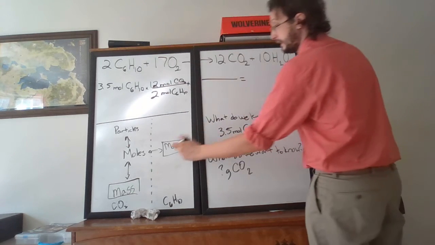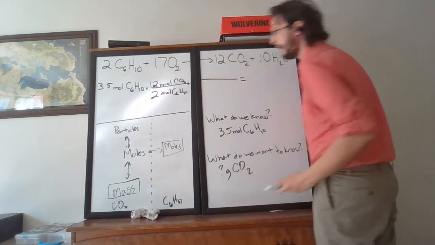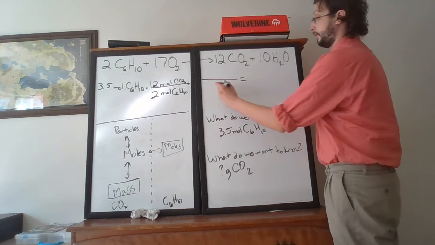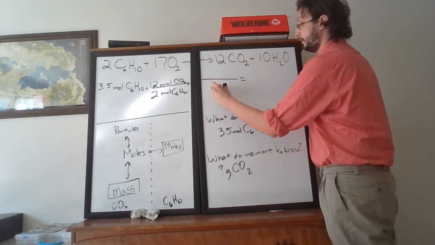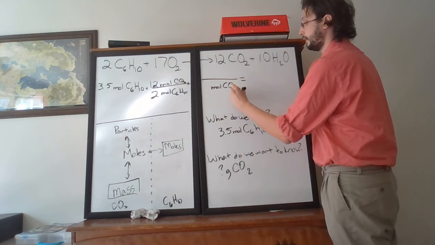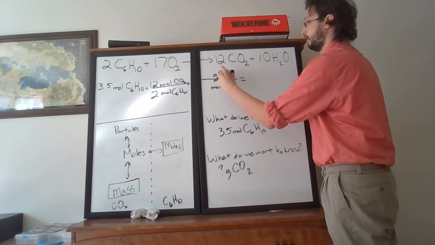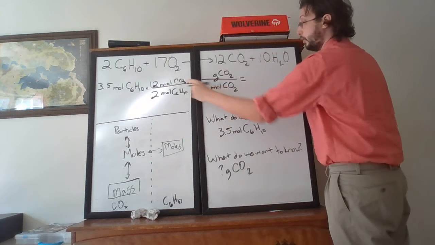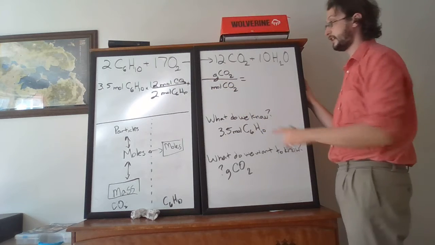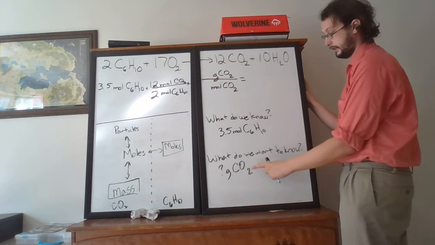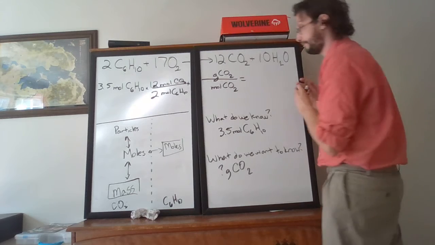Our next conversion takes us from moles of carbon dioxide to mass of carbon dioxide. So we put what we're going away from on the bottom, moles of carbon dioxide, and what we're going to on top, grams of carbon dioxide. That way, moles of carbon dioxide cancel out, and we're left with grams of carbon dioxide, which is what we were looking for.